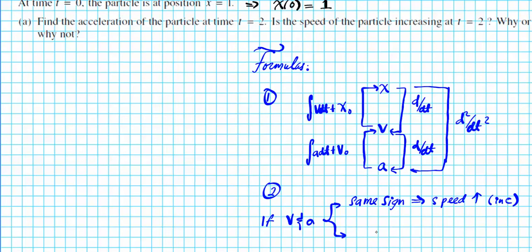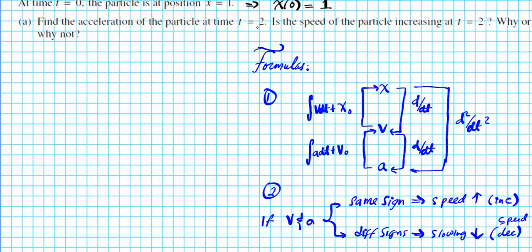But if the velocity and acceleration have different signs, that means the speed is going to be decreasing, or slowing down. Your speed is decreasing when you're slowing down, and your speed is increasing when you're speeding up. So these are the two points you want to keep in mind. All right, let's go ahead and answer the question.